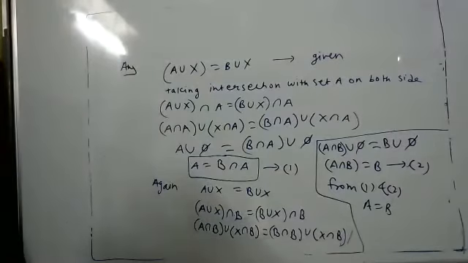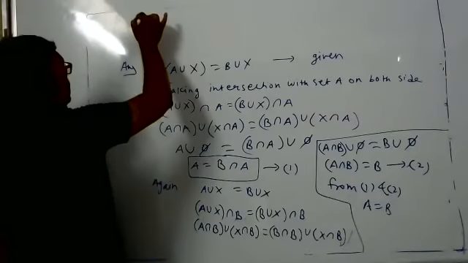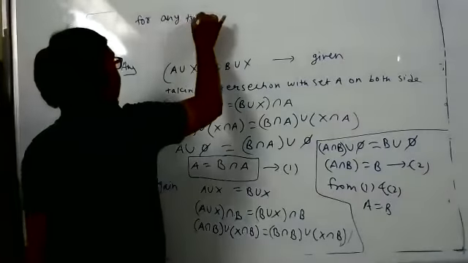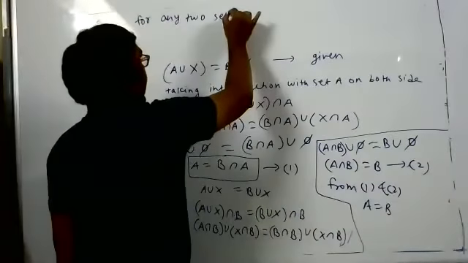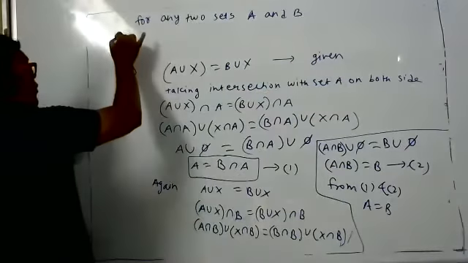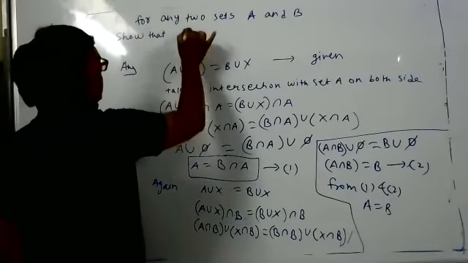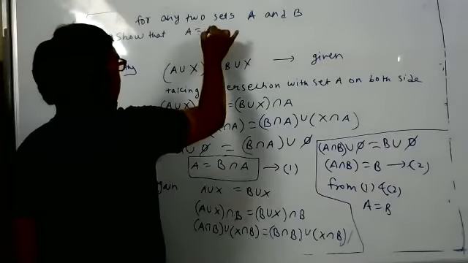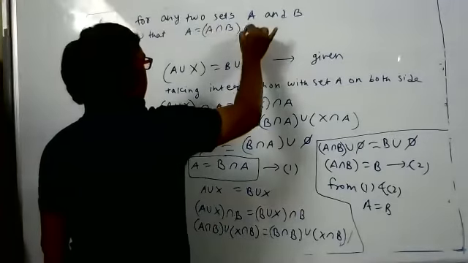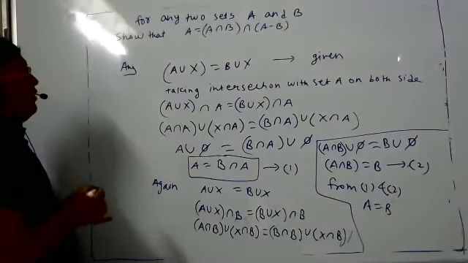Wait for two minutes. The other boy will tell the question. For any two sets A and B, this is the last question for sets. Show that A is equal to A intersection B union A minus B. Have I written correctly? Yes, sir. Okay.